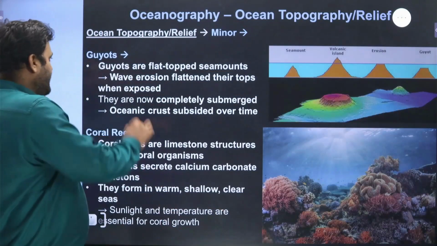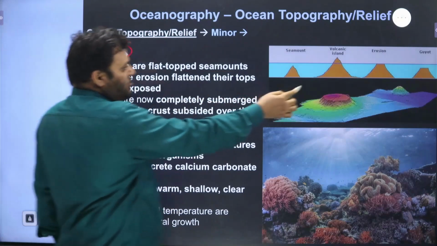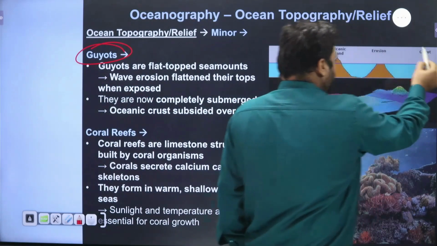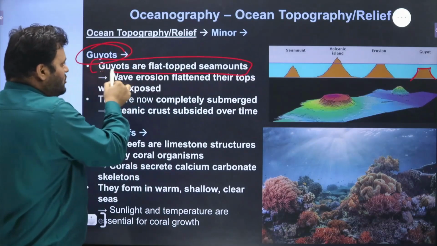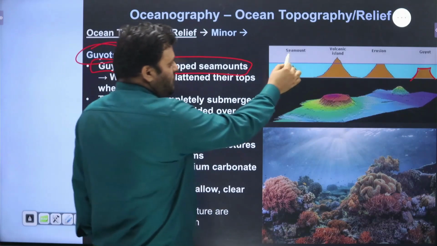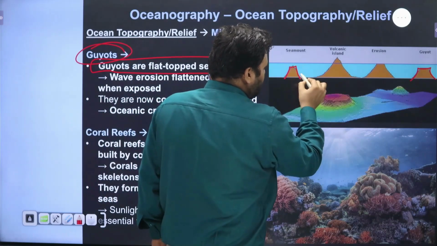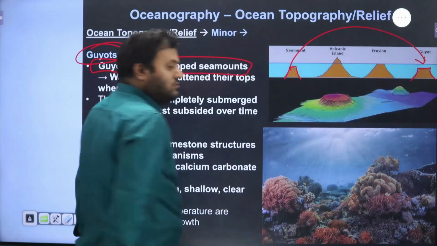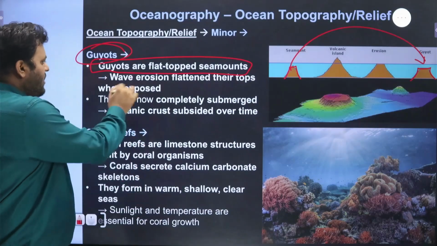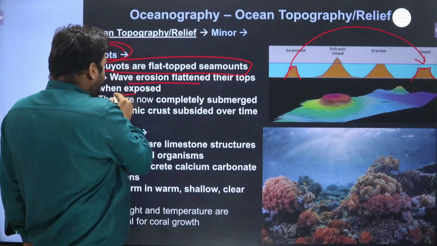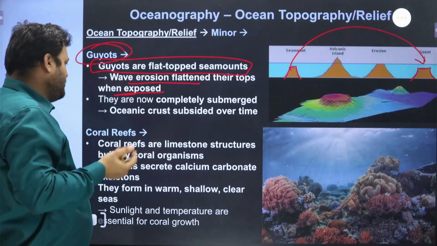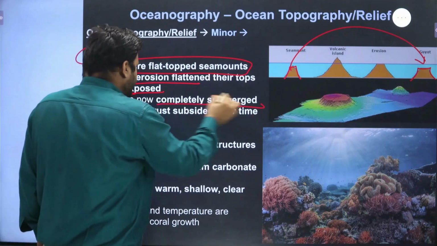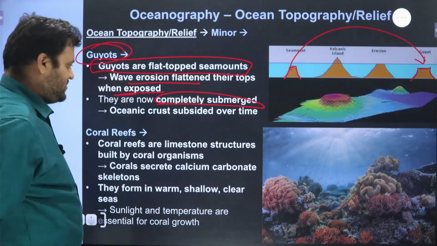You will find guyots. So guyots are basically flat-top seamounts. Suppose you have a seamount, and if this seamount is flat top, this is being called a guyot. It may be because of the erosion, because of the flattening, because of the surface water action, flattening could be there, and they are now completely submerged, or they are underwater structures, you can say.